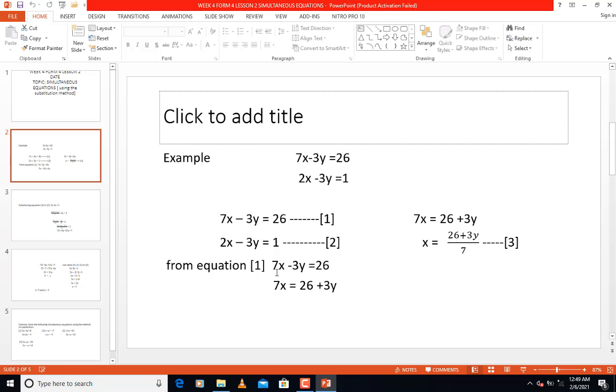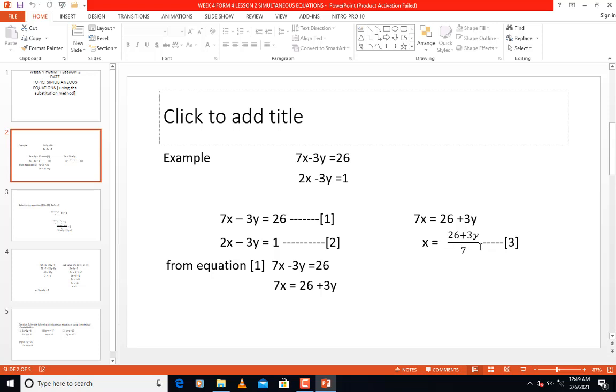So here, equation 1, 7x minus 3y is equal to 26. Which letter from this equation do you want to make the subject of the formula? x. So it means you are now taking 3y to the other side. It becomes 7x is equal to 26 plus 3y. We divide both sides by 7, so x is equal to (26 plus 3y) over 7.